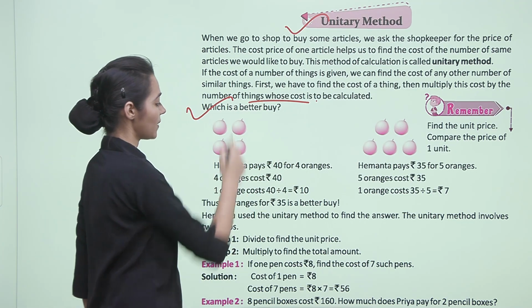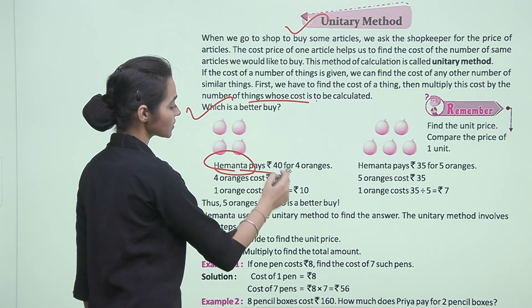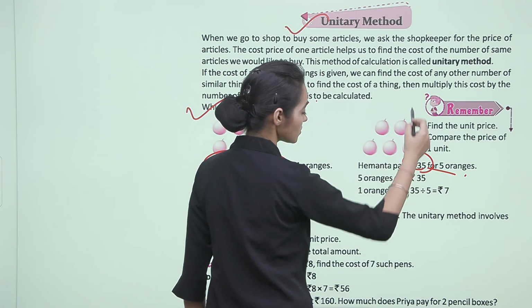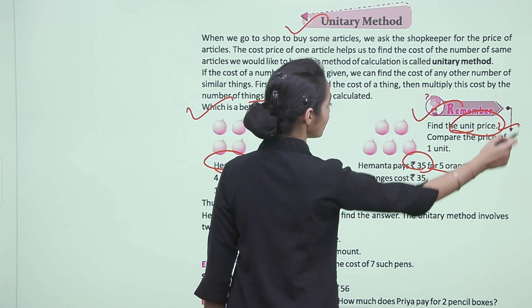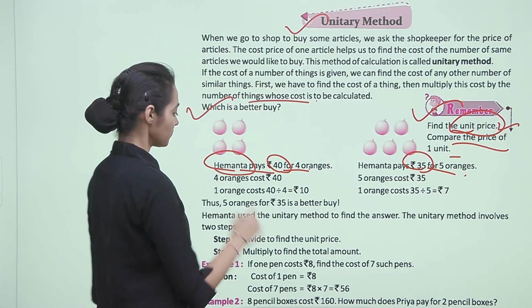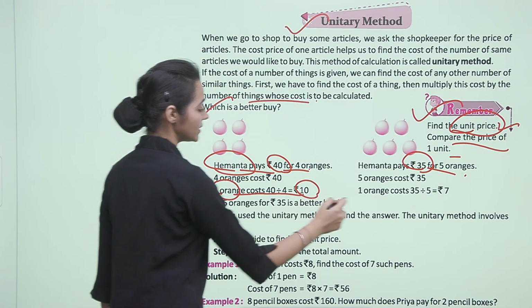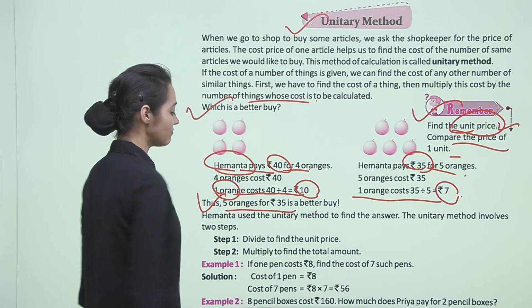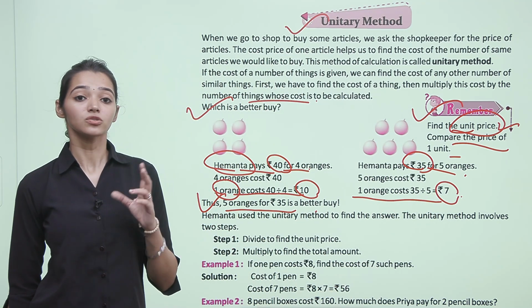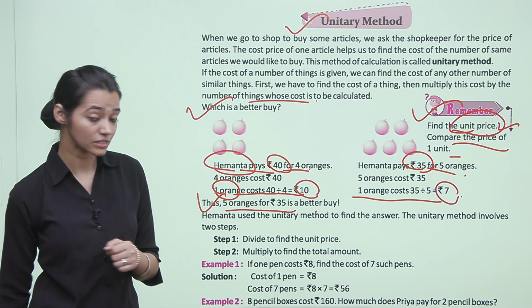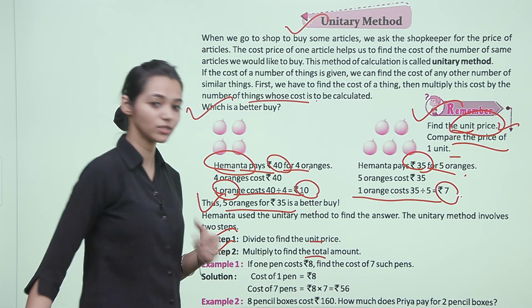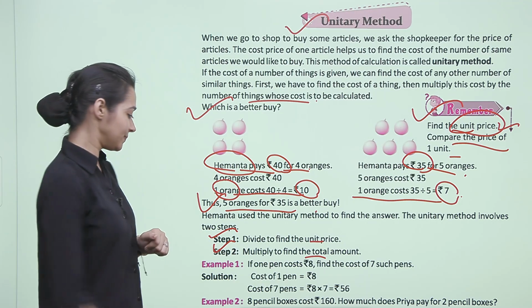Now which is the better buy? Hemanta pays 40 rupees for 4 oranges or pays 35 rupees for 5 oranges. Here we have to find the unit price and then compare the price of 1 unit. So here 1 orange costs her 10 rupees and here 1 orange costs her 7 rupees. That means 5 oranges for 35 rupees is a better buy. So Hemanta used the unitary method to find the answer. Firstly she divided to find the unit price and then multiplied to find the total amount.